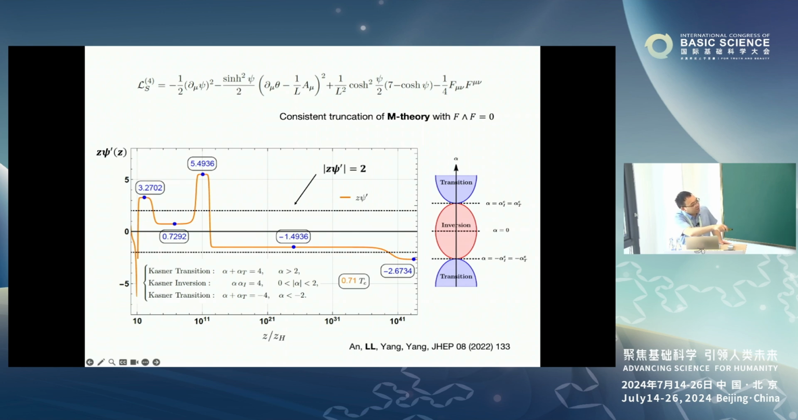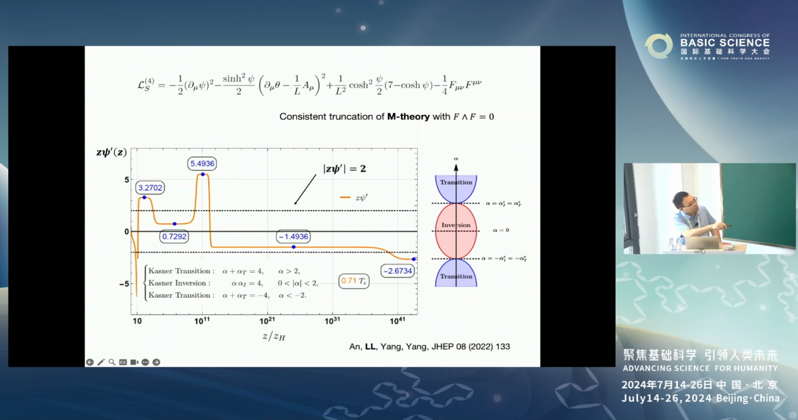Okay, that means if alpha is larger than 2, they have this Kessler transition, the sum is equal to 4. And if alpha is smaller than 2, we have this one. Okay, this is from numerical solution. This is the z psi, z psi prime. Okay, so you see this is a platform for the Kessler universe.